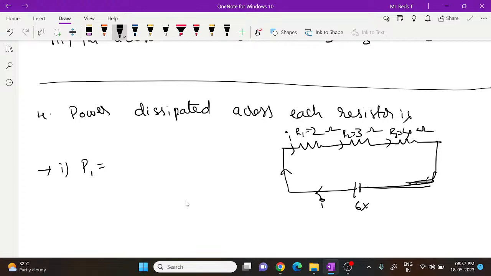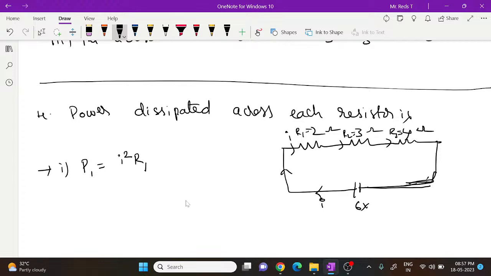But in series, current is constant, so in terms of this constant parameter you have to express. You have to remember this in series. So you have to say P is equal to I square R, as I is constant. So for P1 you have to take it as I square R1.